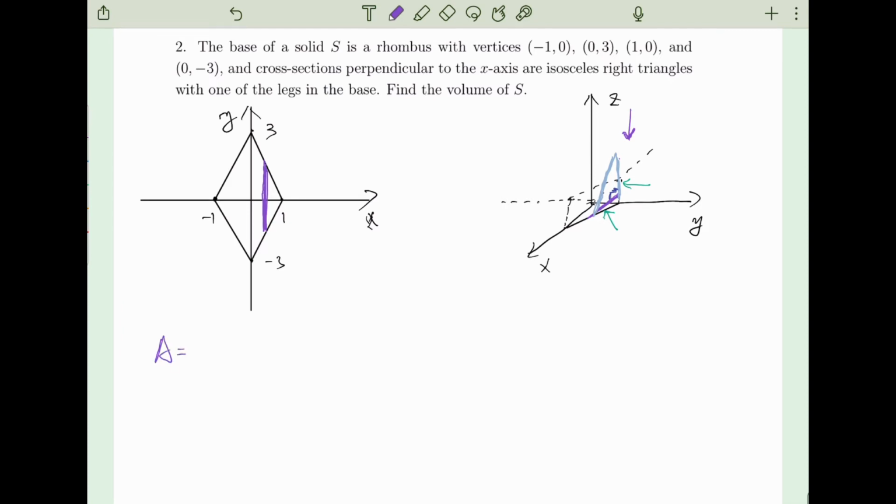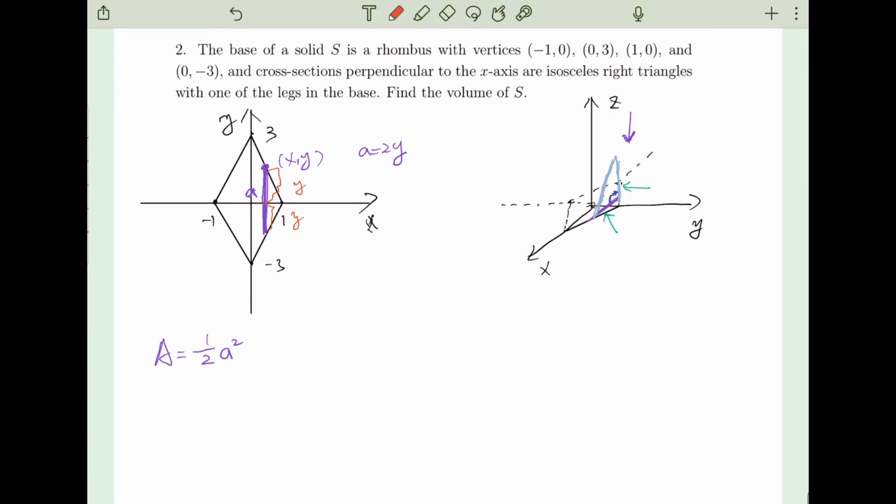Area of triangle. And since it's isosceles, the area is equal to 1/2 times A squared, where A is the length of the leg. And in this case, A is just 2y, right? Assume that this point is (x, y). We have A equal to 2y by symmetry. Because this is y, and this is also y. So it's equal to 2y.